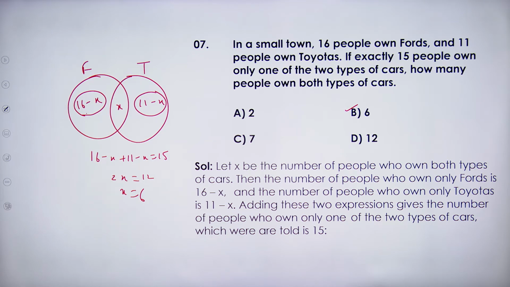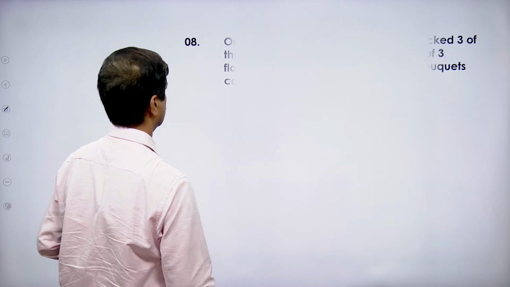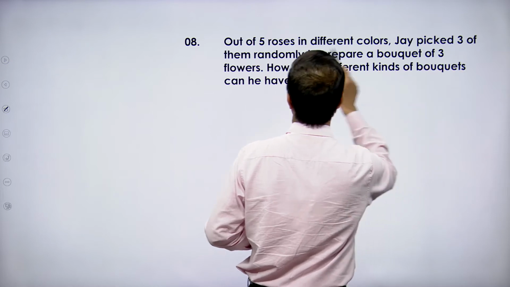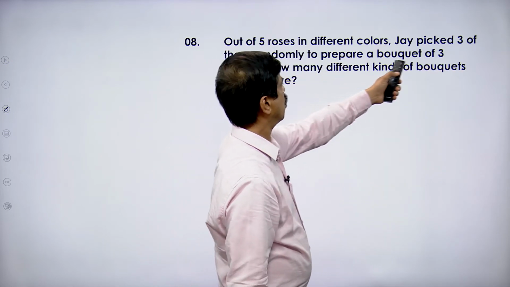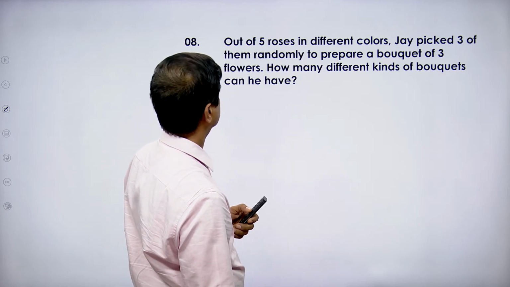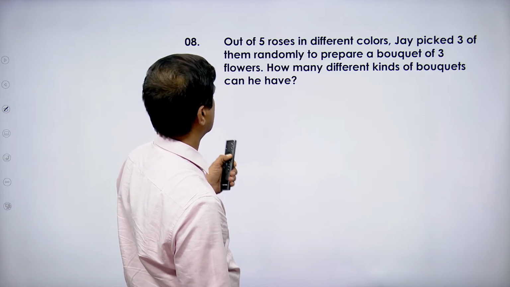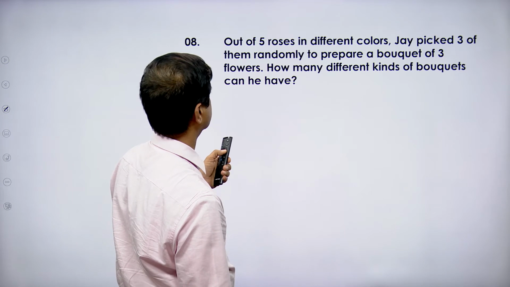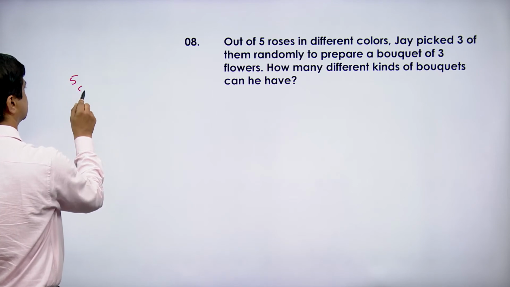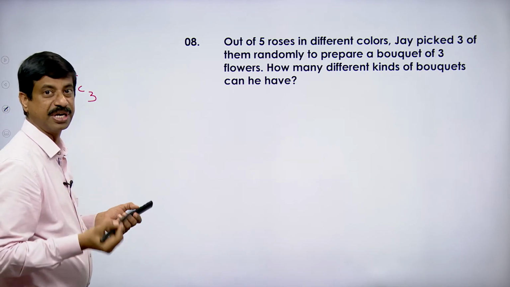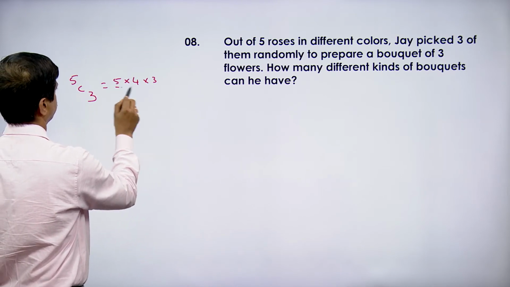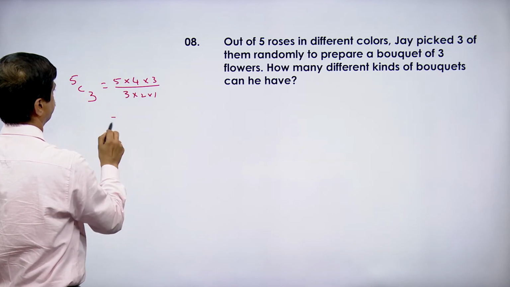Okay children, so let us move to the next question. So look at this. Out of 5 roses in different colors, Jay picked 3 of them randomly to prepare a bouquet of 3 flowers. How many different kinds of bouquet can we have? So that means out of 5, we are selecting 3 at a time. So 5C3 ways we can select them. So this is 5 into 4 into 3 by 3 factorial is 3 into 2 into 1.